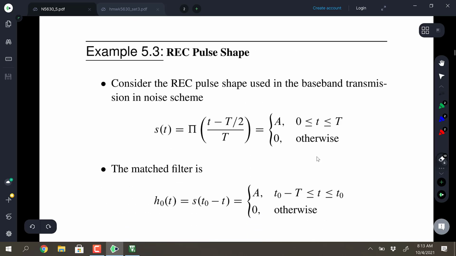So the first example that the book uses is just saying it's the rectangular pulse shape, which in this case is just the rectangle using the capital pi function and then shifting it by T over 2 so that it truly is a causal pulse shape. So let's see if I can draw that.